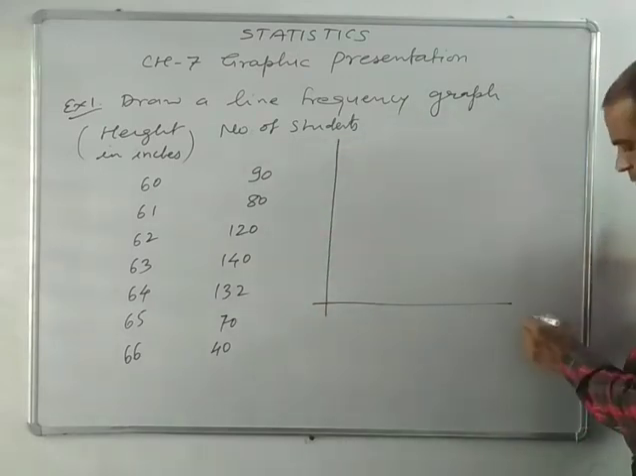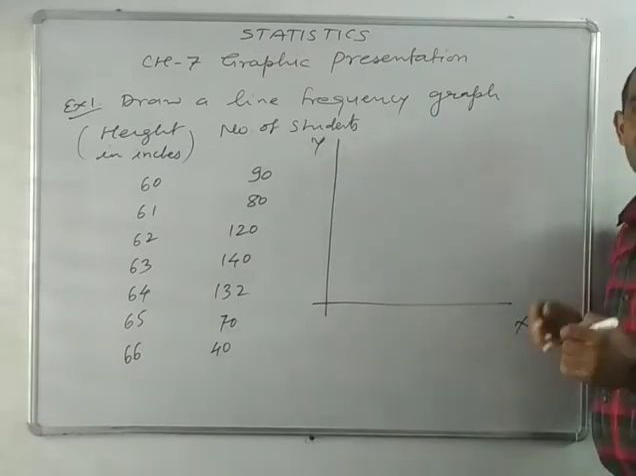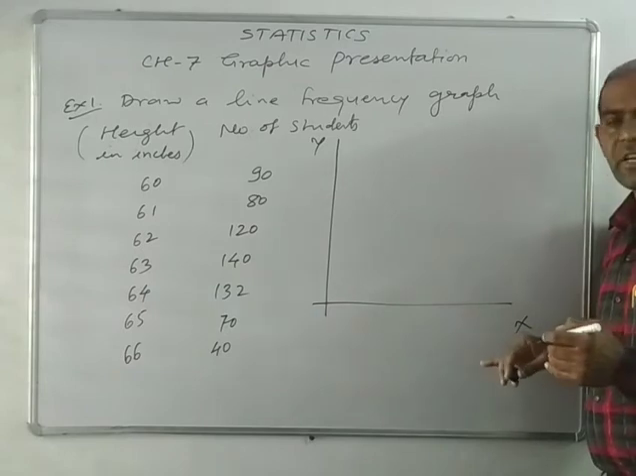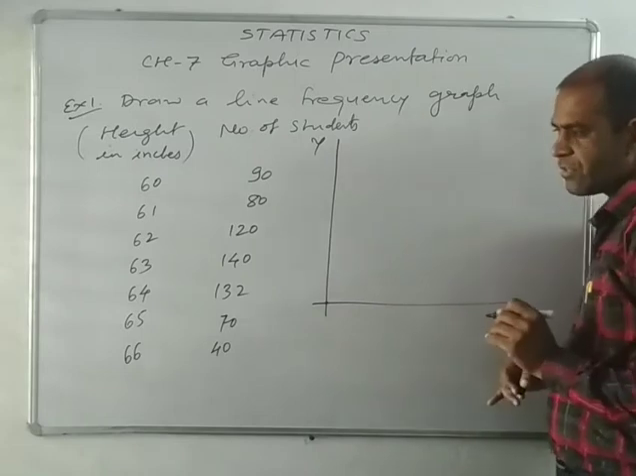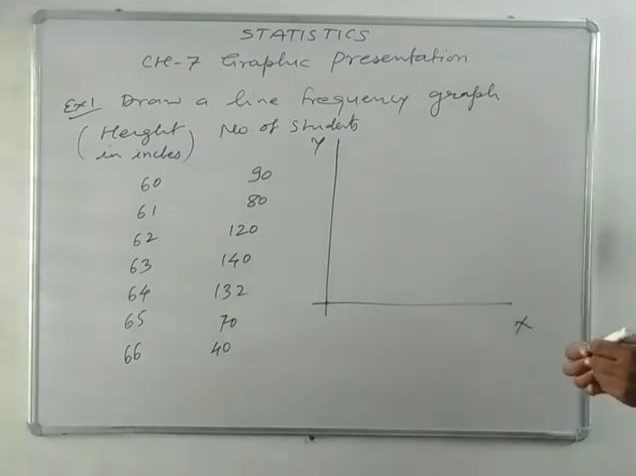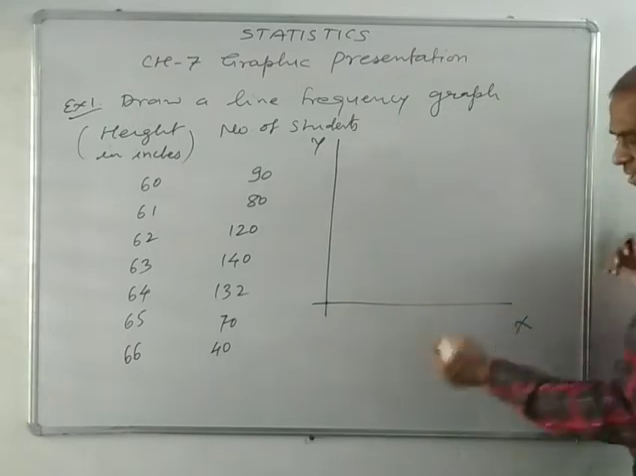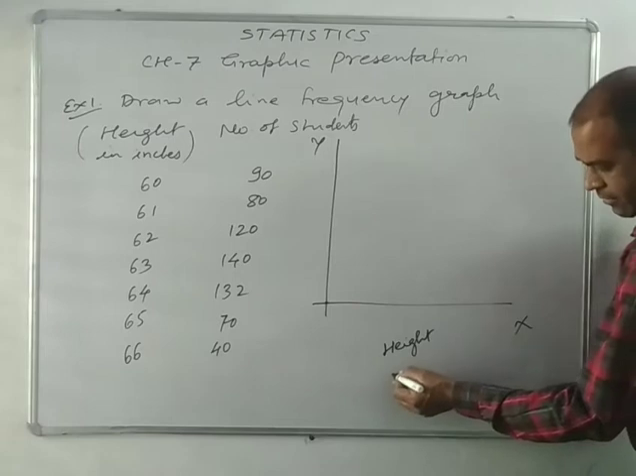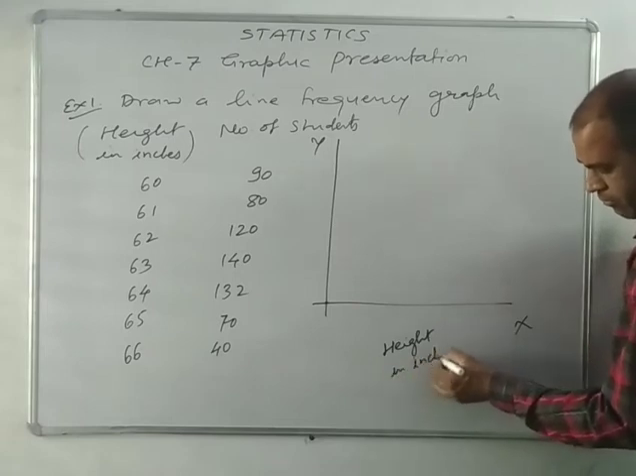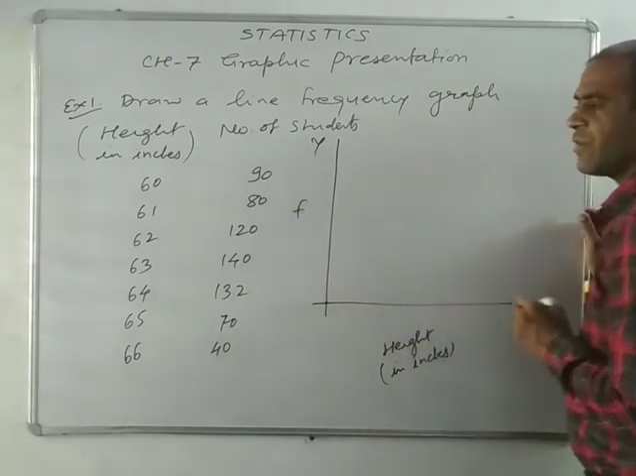On this graph, draw a horizontal and vertical line. Horizontal line is called x-axis and vertical line is y-axis. And whose intersecting point is O, which is origin. First, choose a proper scale of both the data on the x-axis and y-axis also. On the x-axis, we are taking the height in inches, and number of students is frequency on the y-axis.